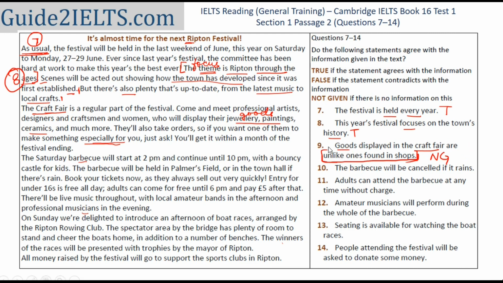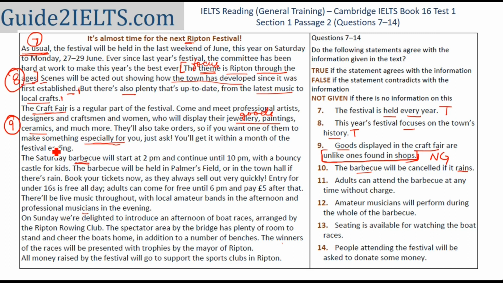The 10th one now. The barbecue will be cancelled if it rains. So we are looking for the barbecue, and then what happens if it rains? So observe the fact that all the answers are in sequence. It is one after the other. If I had been unsure about the 9th one, I could have skipped it. I could have started looking for information about the barbecue, and I would have known that the 9th one would be between 8th and 10th.